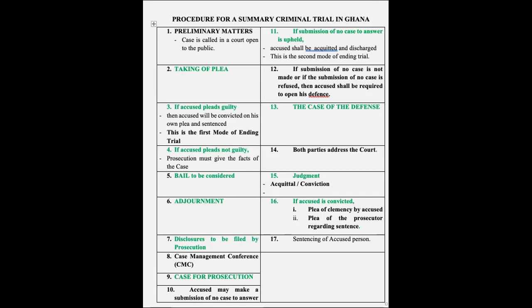If the accused is convicted, then we are going to have a plea of clemency. After the accused pleads clemency, the prosecution has their say regarding the sentence. Then after that, the court would sentence the accused person. This is the overview, and I shall now proceed to deal with a detailed explanation of each of the steps.